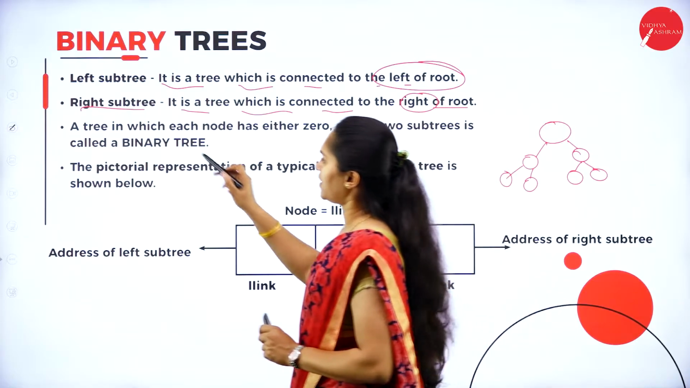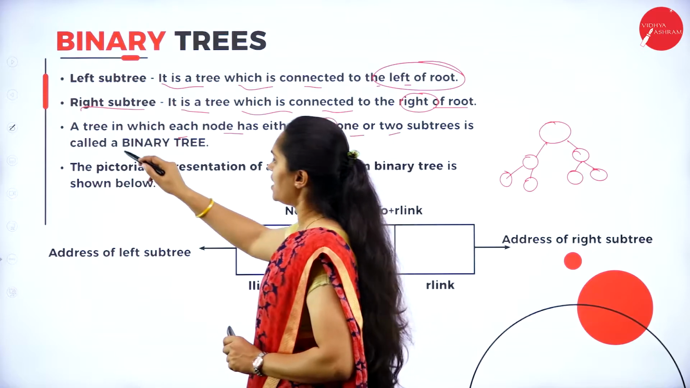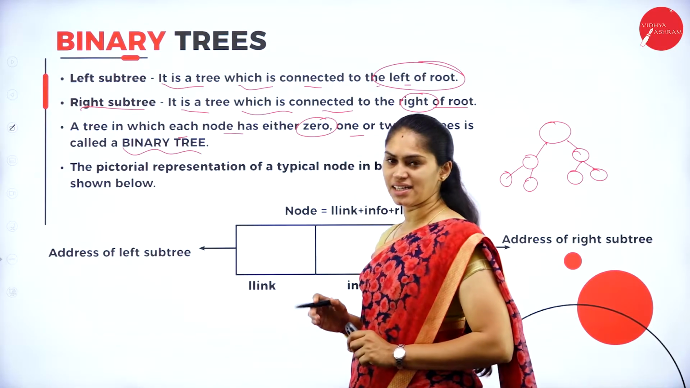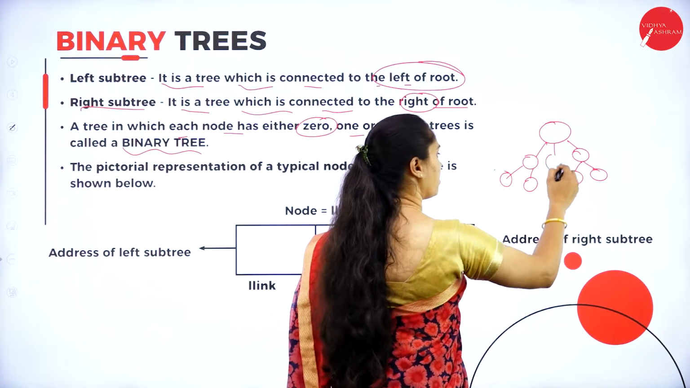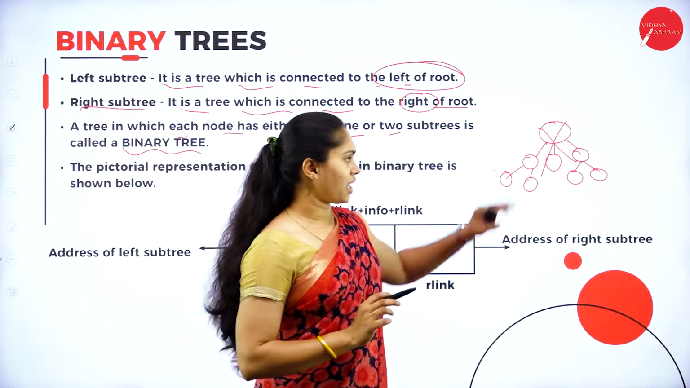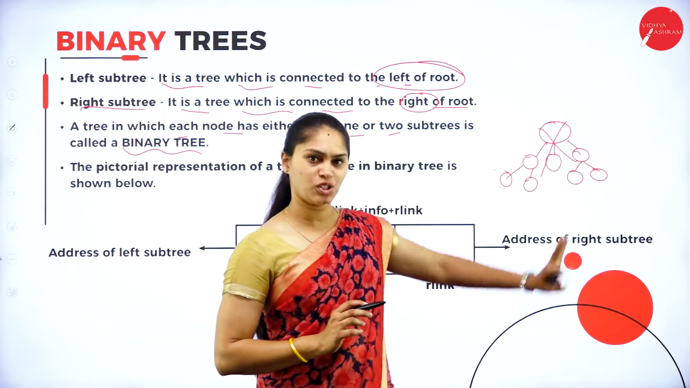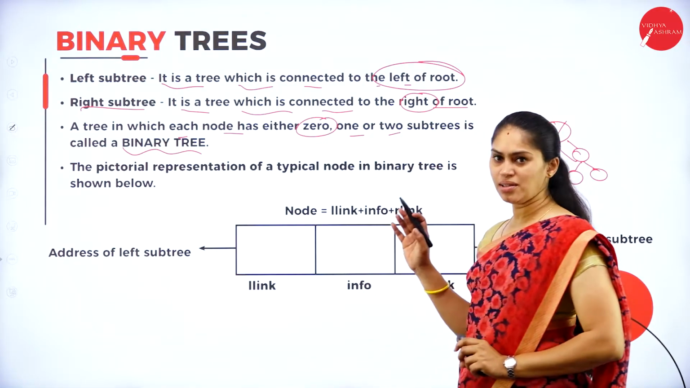So here, a tree in which each node has either 0, 1 or 2 subtrees will be considered a binary tree. Maximum it can have only 2 children. If it has one more child, then it can't be considered a binary tree. So it can be null, or 1, or 2, maximum 2. So here you can see the representation of a binary tree.